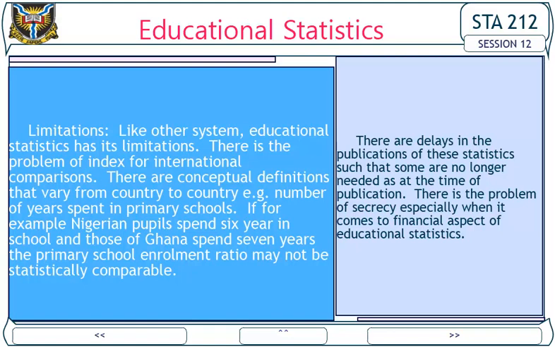Limitations. Like other systems, educational statistics have their limitations. There is the problem of index for international comparisons. There are conceptual definitions that vary from country to country, e.g., number of years spent in primary schools. If, for example, Nigerian pupils spend 6 years in school and those of Ghana spend 7 years, the primary school enrollment ratio may not be statistically comparable. There are delays in the publications of these statistics such that some are no longer needed at the time of publication. There is a problem of secrecy, especially when it comes to the financial aspect of educational statistics.